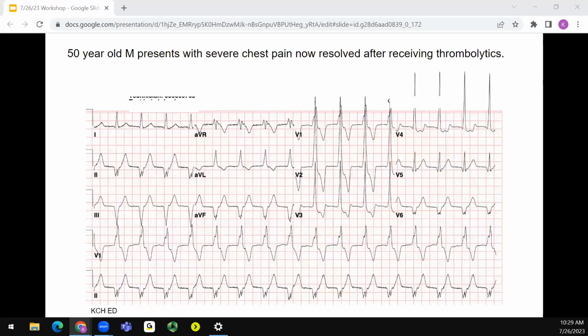Actually, all right, we can do this real quick. 50-year-old male had severe chest pain, now resolved after receiving thrombolytics. This is like a board question. Someone says reperfusion. Is that how you describe an EKG? Just jump into the diagnosis, right?